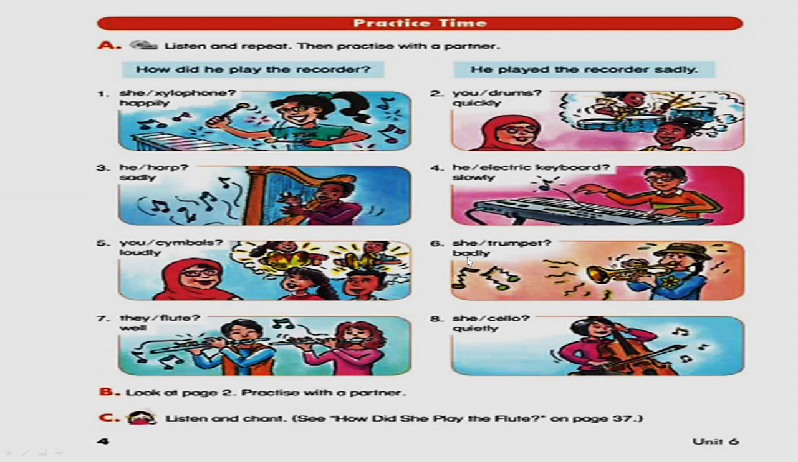How did she play the trumpet? She played the trumpet badly. How did they play the flute? They played the flute well. Well, the irregular adverb. Don't forget about it. How did she play the cello? She played the cello quietly.